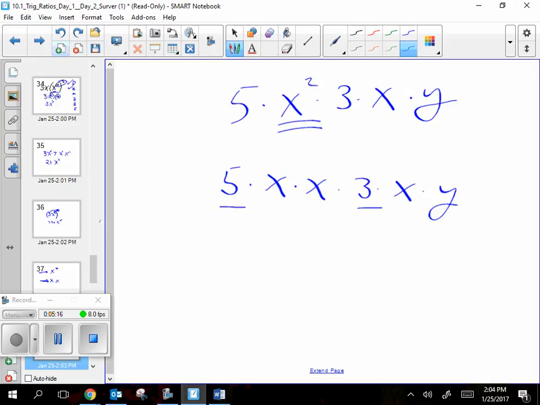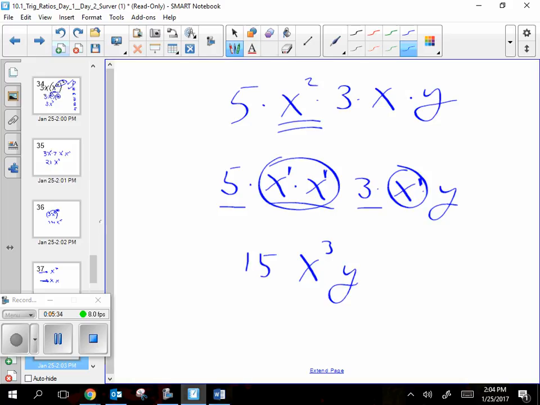This would be 5 times 3 is 15. This would be, oh, there's 3 of these guys, so that's x to the, what do we do to their powers? We add them. X to the third. And the last thing is this y. Is there any other y's to go with it? No. So we just set it there. Can't be combined with anything unless you have a like term. This one is called what form?